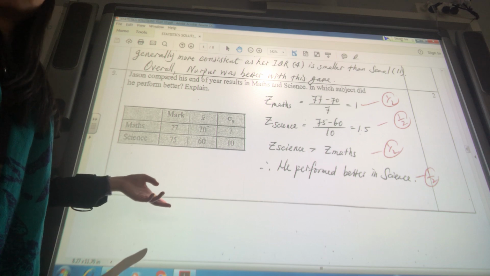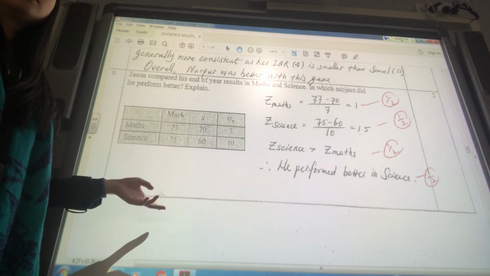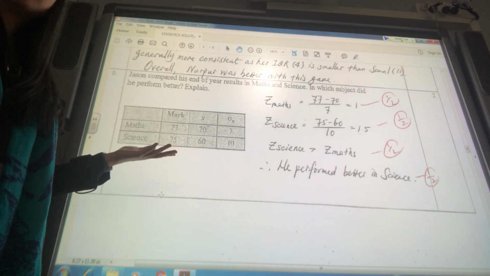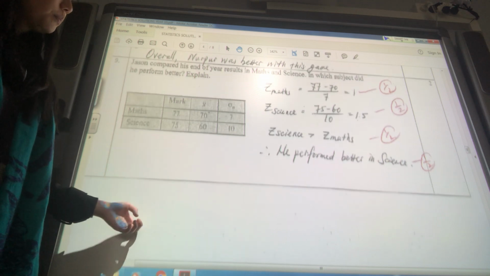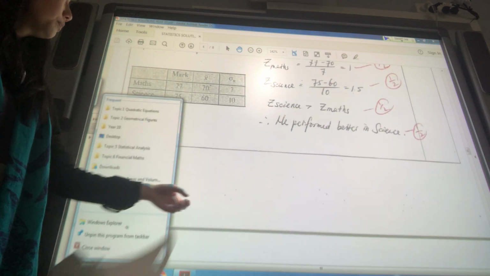Miss, is it the lower the z-score, the better performance, or the higher, the better? Oh, okay. Alright.